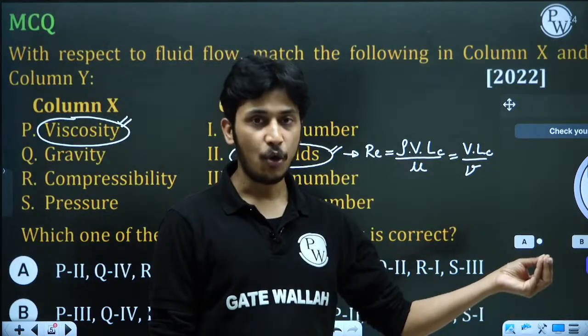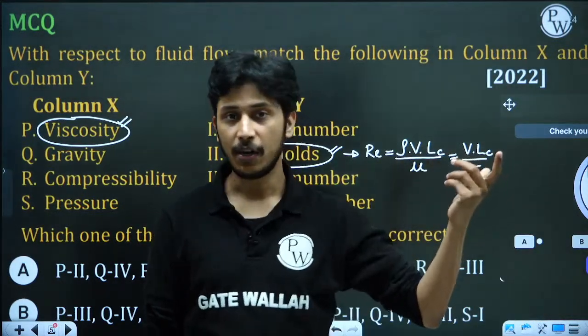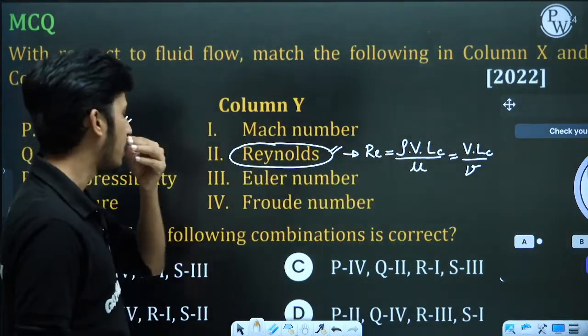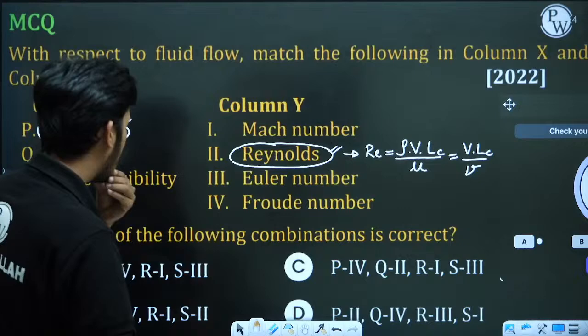So in open channel flow, we generally take LC as the hydraulic mean radius. I will also tell you this in the open channel flow class tomorrow. Tomorrow, I think there is a class of open channel flow, tomorrow 6 p.m.